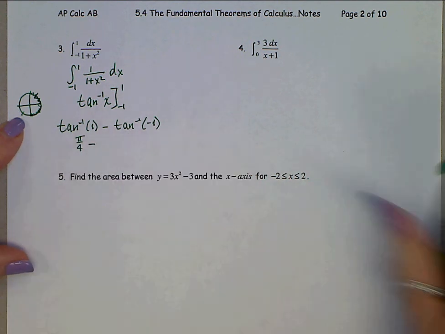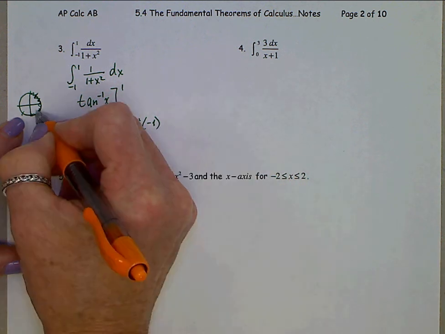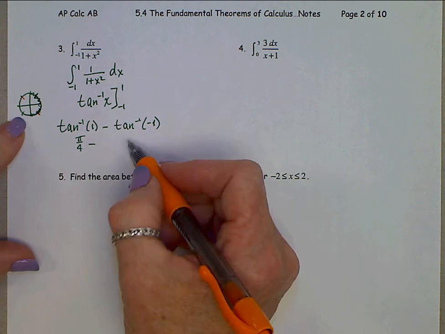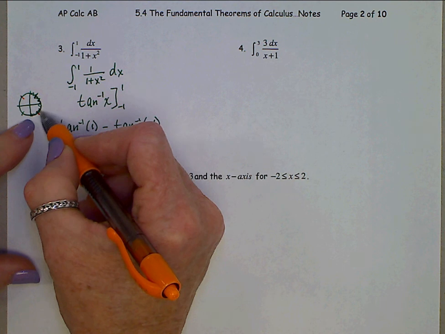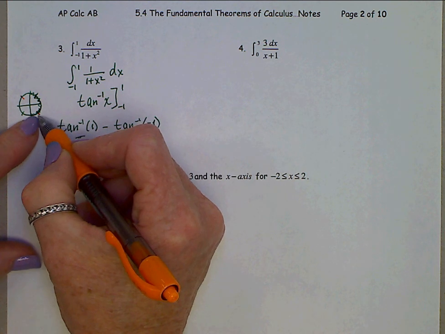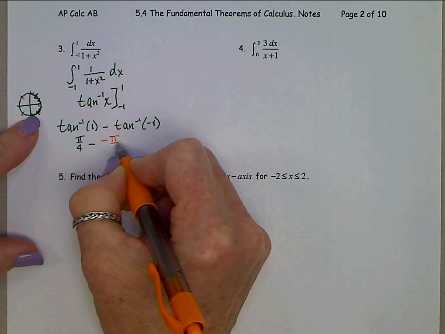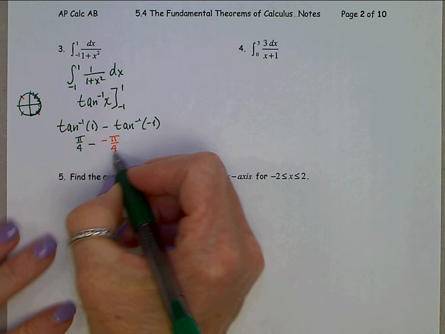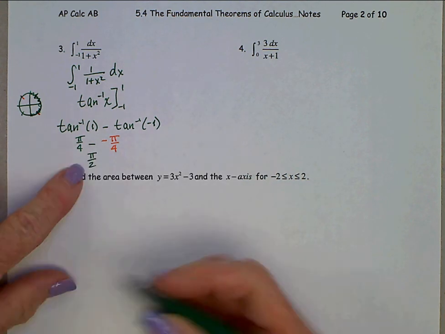minus, and then inverse tangent of negative 1. Tangent is equal to negative 1 at 7 pi over 4 and at 3 pi over 4. But again, inverse tangent must give an answer in the first or fourth. And when in the fourth quadrant, inverse tangent must be expressed as a negative radian value. So that is negative pi over 4. Pi over 4 plus pi over 4 is then pi over 2. And that's it right there.